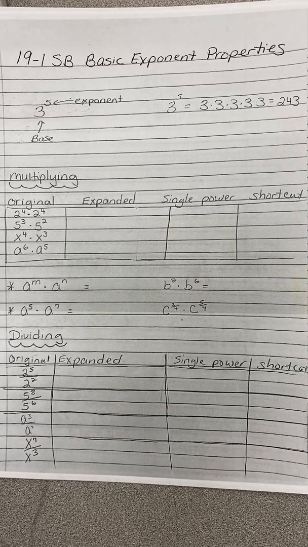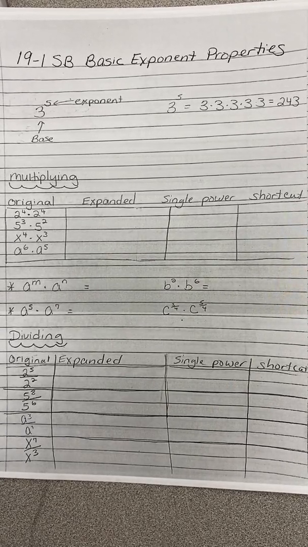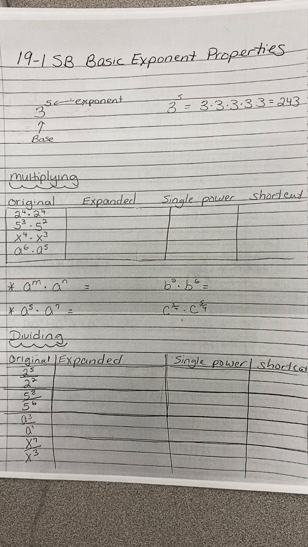Hello, today we are going to do section 19.1 in Springboard, and we're talking about basic exponential properties. Basically multiplying and dividing numbers or letters with exponents.